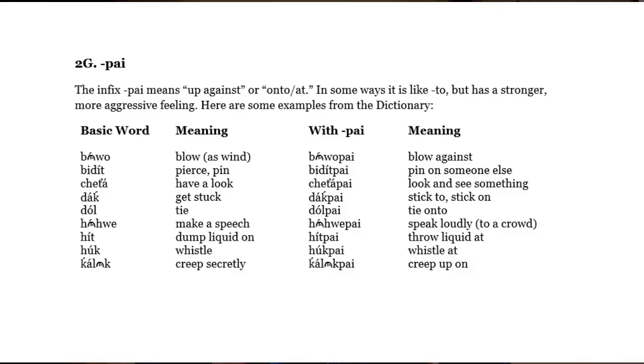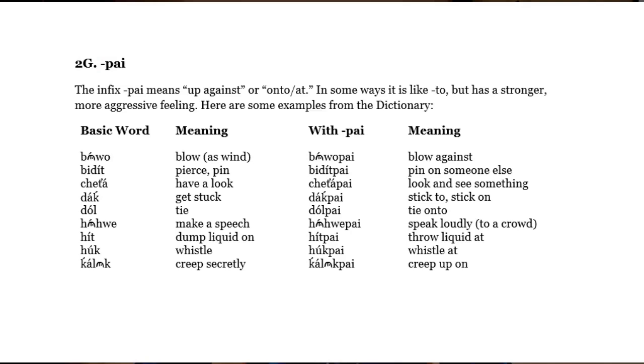Welcome to Lesson 22 of the Mountain Maidu Language Class. Today, we're going to make up new words using the infixes pie, wall, and wo. Then we'll listen to another Maym Gallagher recording and make sure we understand what she's saying. We'll start on page 43 in the Modern Maidu Workbook with the infix pie. It could mean against, up against, onto, or at.